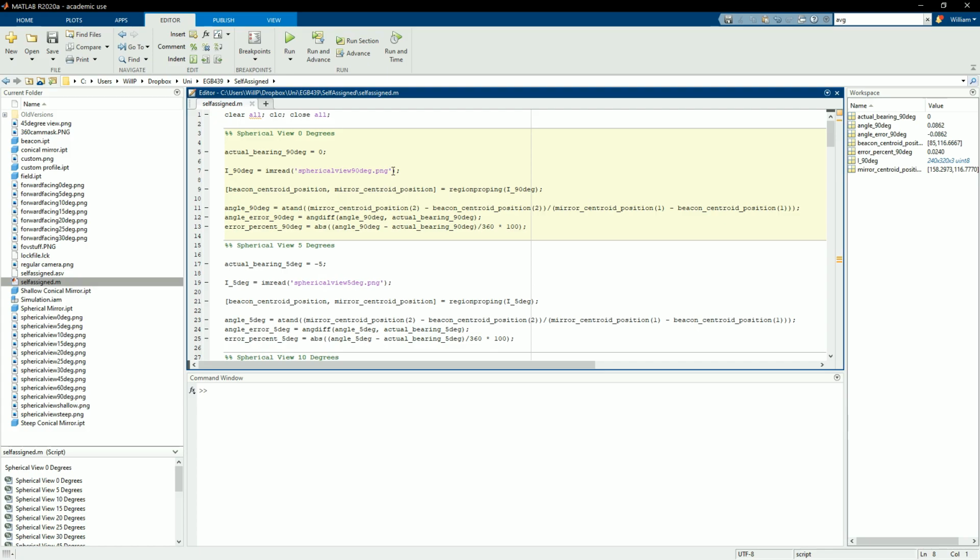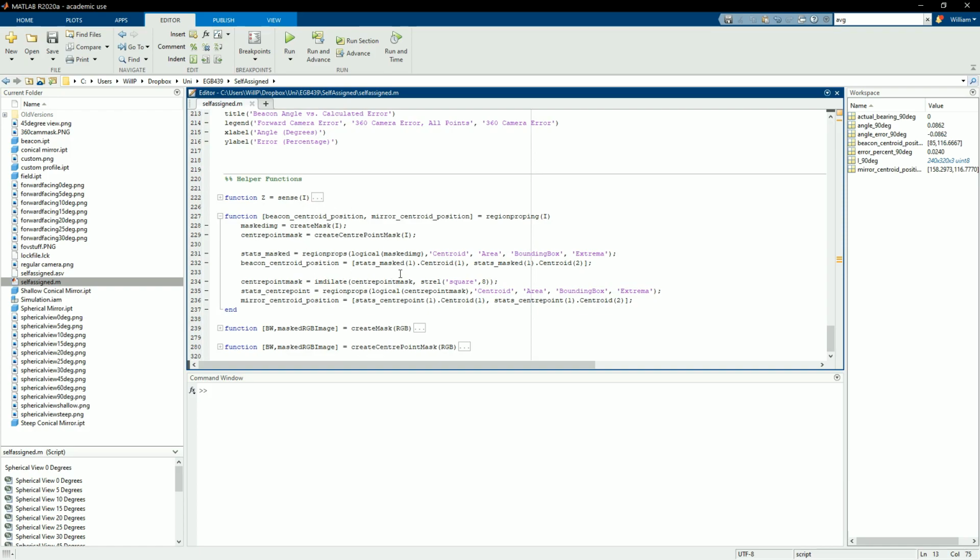Now that we have obtained the image from Autodesk Inventor, it is imported into the MATLAB workspace. From here, it is fed to the regionprops function, developed below, where it will return the beacon centroid position and the mirror centroid position. From here, it is able to calculate the angle of the beacon relative to the robot, the angle error relative to the known true angle of the beacon, and then the percentage error between the beacon's actual position and calculated position. Here is the regionprops function, where it will mask the image for the beacon, and will also mask the image for the center point, or the mirror.